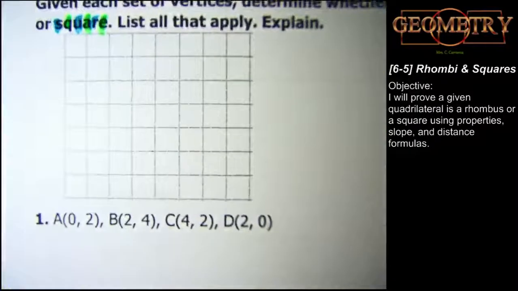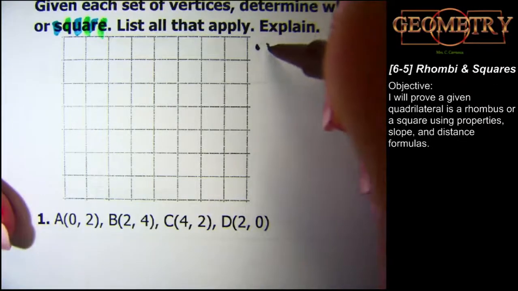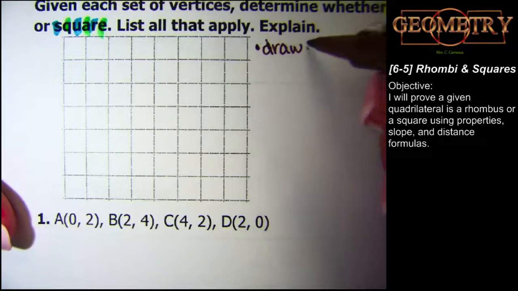Alrighty. And we're going to list all that apply. So we're going to do a yes-no column. And if we get a yes or no, we're going to explain why we said yes or no. All right, so first things first, we're going to draw the thing.